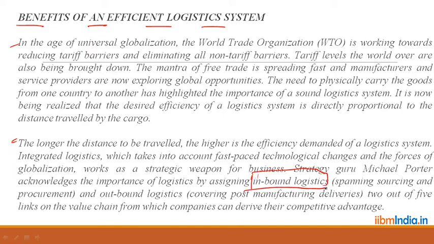So we have to be more concerned about integrated logistics. It should have proper collaboration with inbound logistics, which is concerned with sourcing and procurement of raw material, and outbound logistics, which starts after the post-manufacturing process and mainly covers distribution, the wholesaler, retailer, and the customer. These are two out of the five links on the value chain from which companies can drive their competitive advantage, if we make a successfully integrated logistics system.